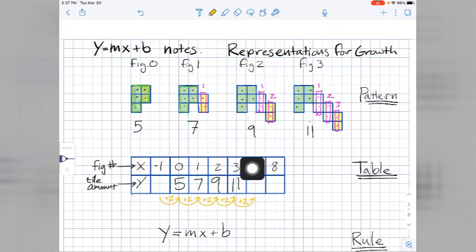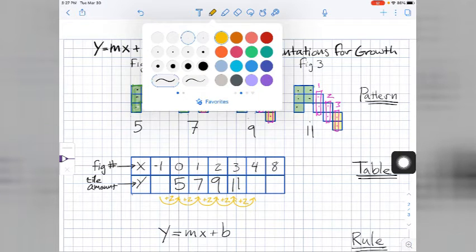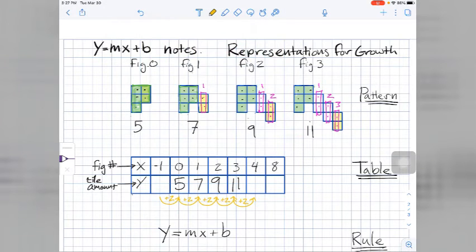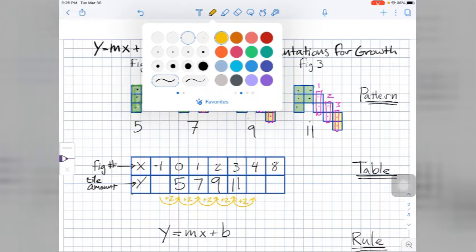But then in the next one, let's think about what happens in the next one. When the figure number is increasing by 1, the tiles increase by 2. But what if the figure number increases by something different? What if it's increasing by 4 instead? Is it going to be plus 2 more tiles here? Well, that's interesting. I think that's something that we are going to need to look at a little bit more.